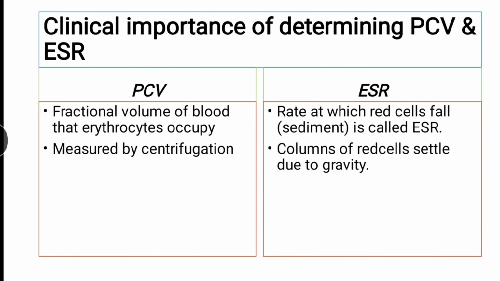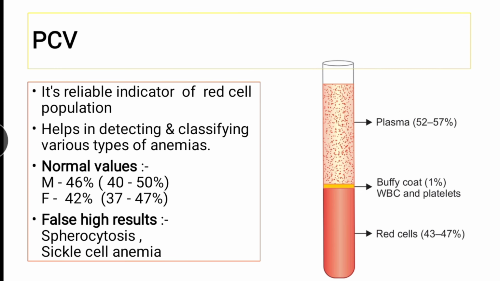PCV is measured by centrifugation, while in ESR, RBCs are settled due to the force of gravity. In PCV, we make them settle with a centrifugation force. In ESR, they fall naturally with the force of gravity. Packed cell volume is also known as hematocrit.